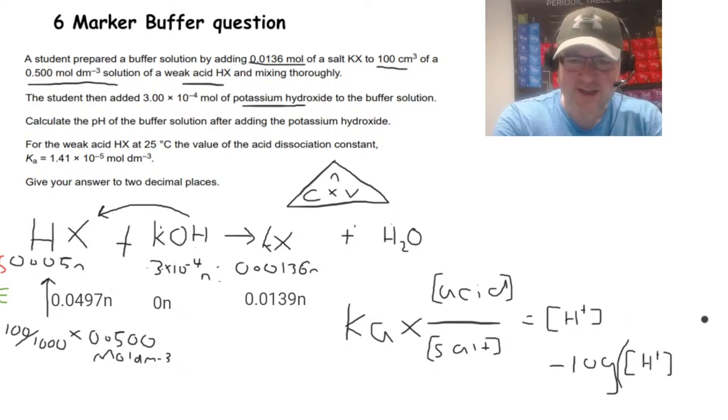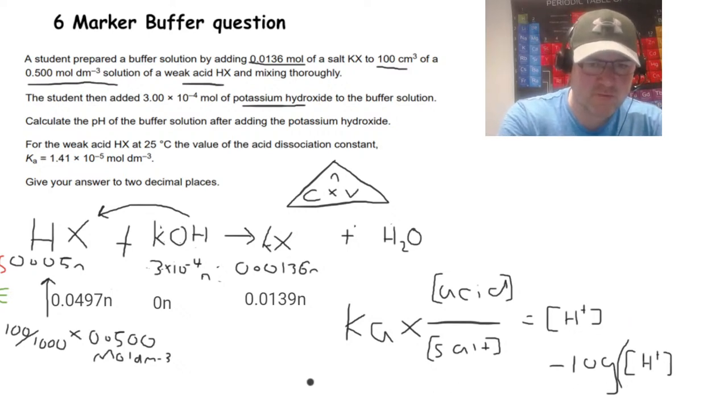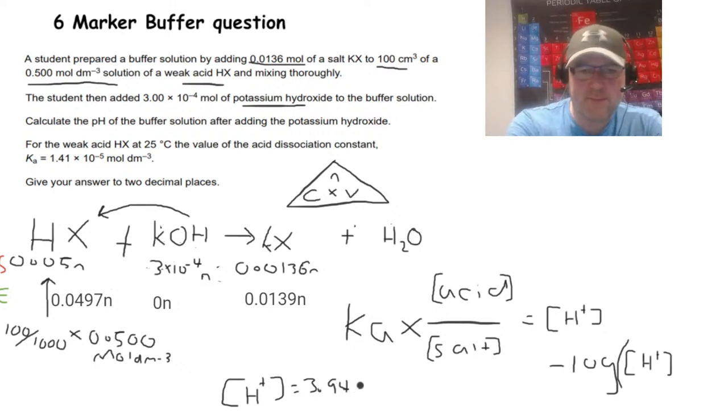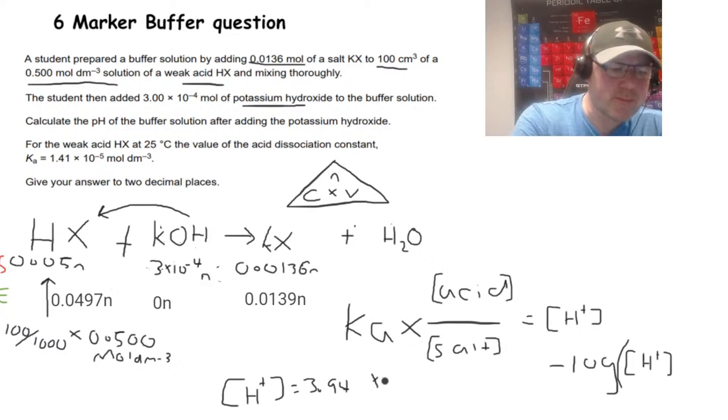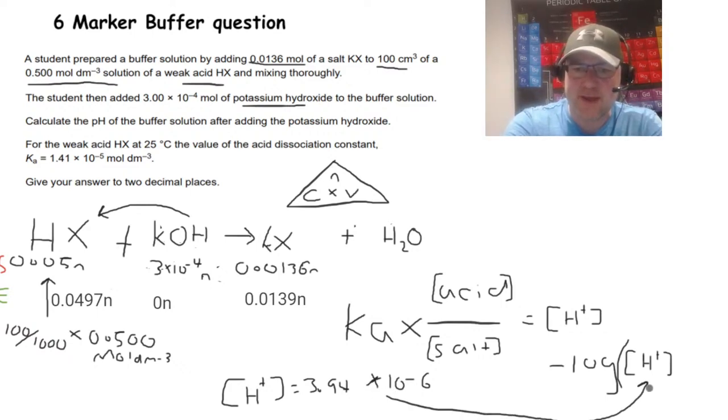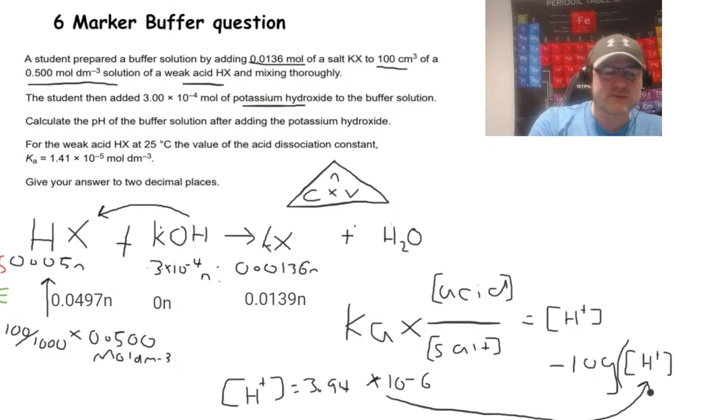And this should give us a hydrogen ion concentration of 3.94 times 10 to the minus 6. Now we want to minus log that and get the pH. And that's worth 6 marks.